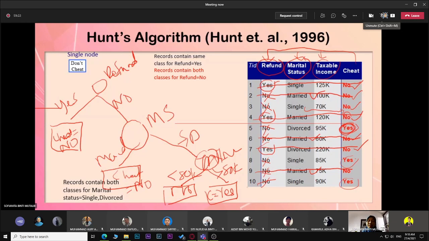Understand? This is how the algorithm creates the tree by looking at the data set. Firstly, it will look at the class level. It will assume that the data belongs to one class level. But in reality, the data does not belong to one class level. So we have to look at the splitting attribute, assuming we choose refund as the best splitting attribute.